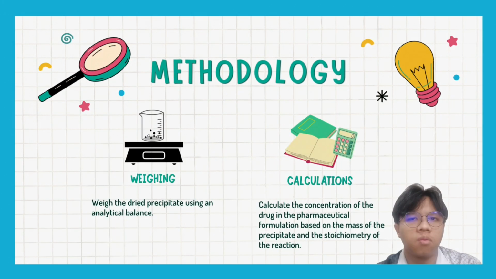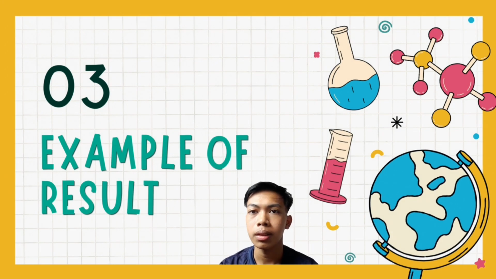After that is weighing. Weigh the dried precipitate using the analytical balance. And lastly is calculations. Calculate the concentration of the drug in the pharmaceutical formulation based on the mass of the precipitate and the stoichiometry of the reaction. Now let's take a look at an example of results.